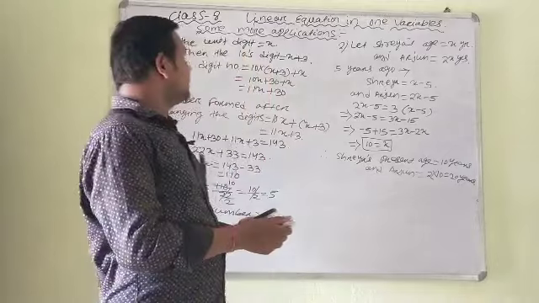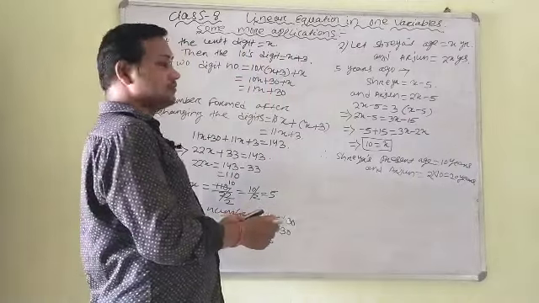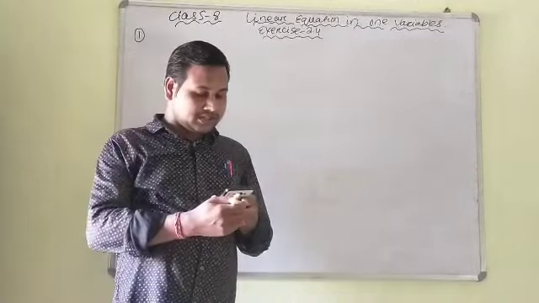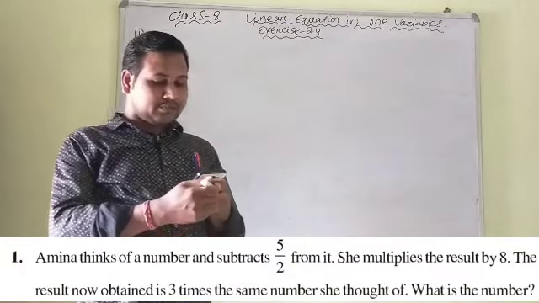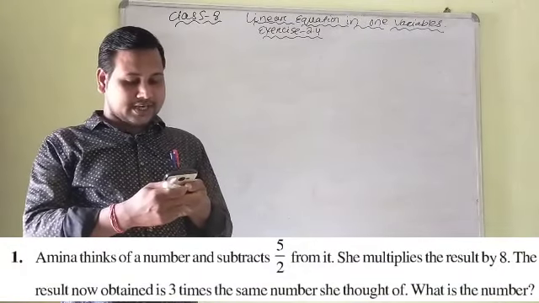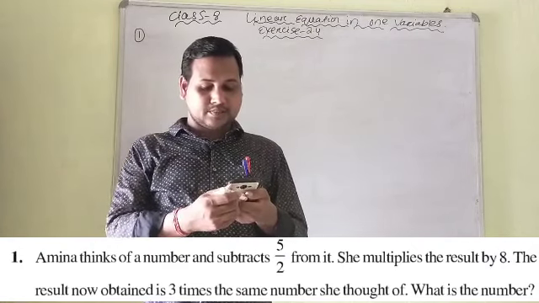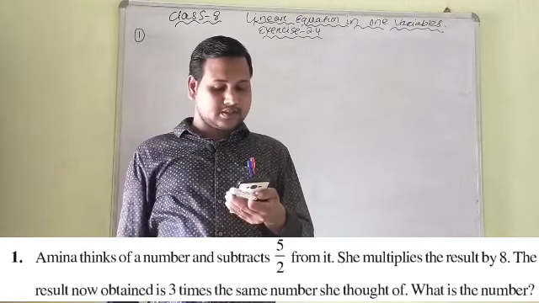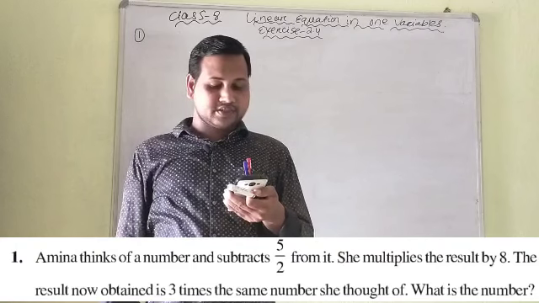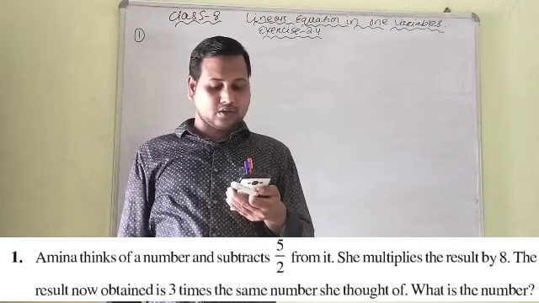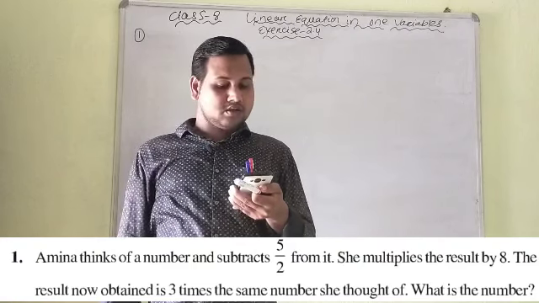Now we will start exercise 2.4. Question 1 is given. Amina thinks of a number and subtracts 5 by 2 from it. She multiplies the result by 8. The result now obtained is 3 times the same number she thought of. What is the number?